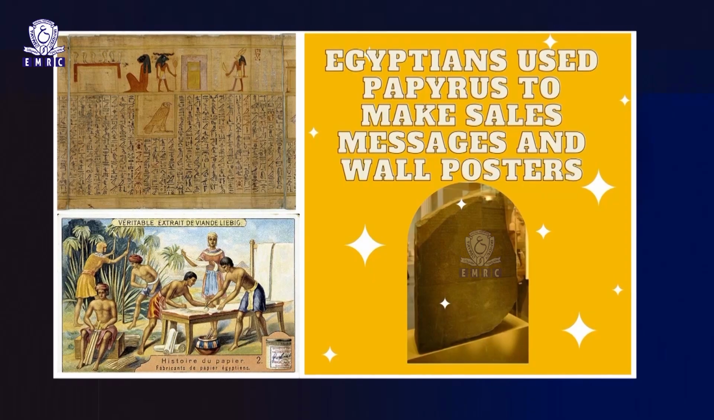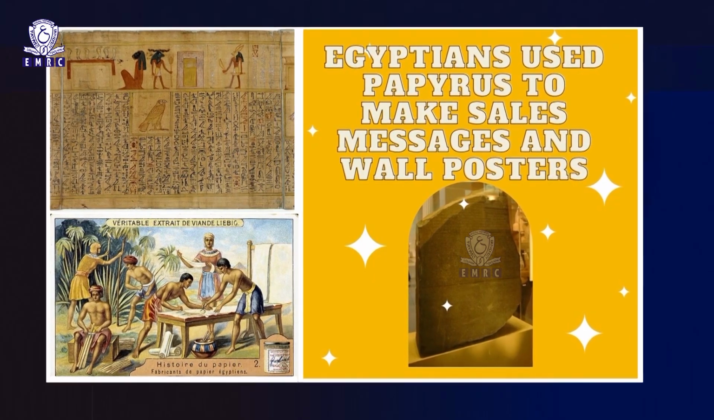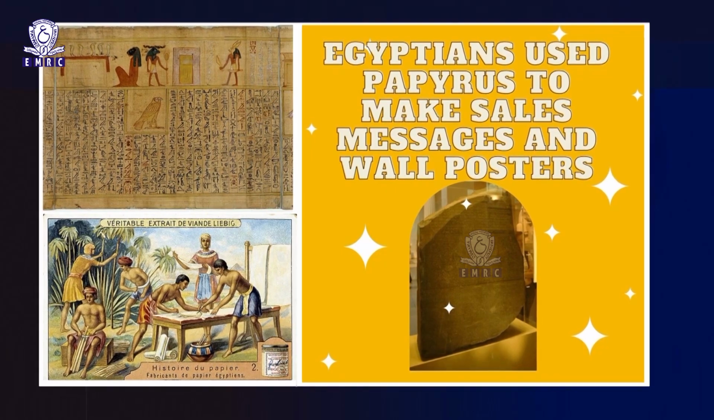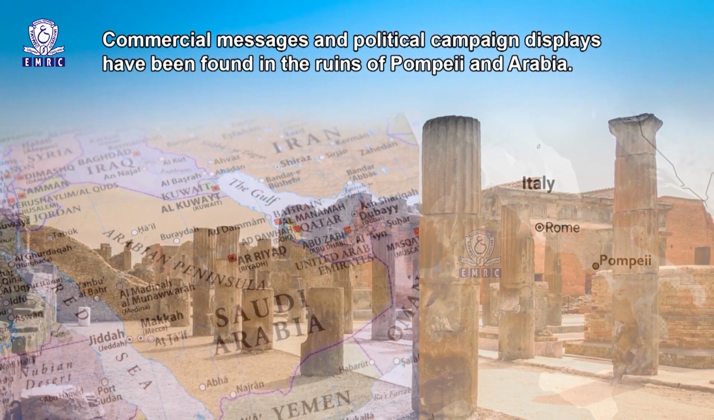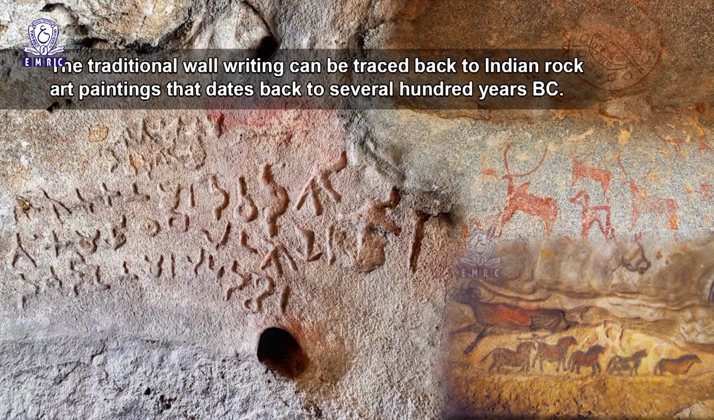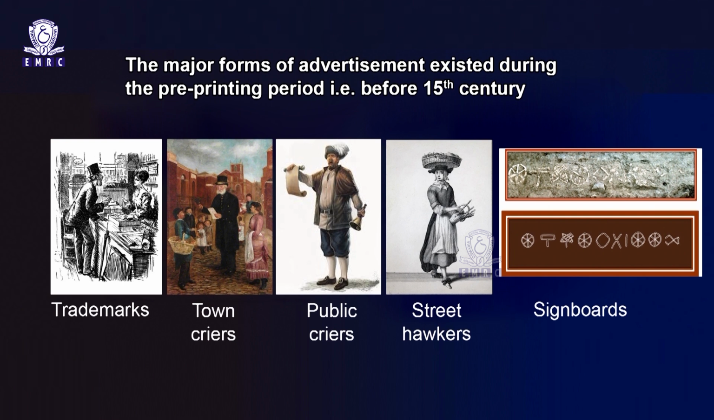The history of advertising can be traced to ancient civilizations. Egyptians used papyrus to make sales messages and wall posters. Commercial messages and political campaign displays have been found in the ruins of Pompeii and Arabia. The traditional wall writing can be traced back to Indian rock art paintings that date back to several hundred years BC. The major forms of advertisement that existed during the pre-printing period, that is before the 15th century, were trademarks, town criers or public criers, street hawkers, and signboards.